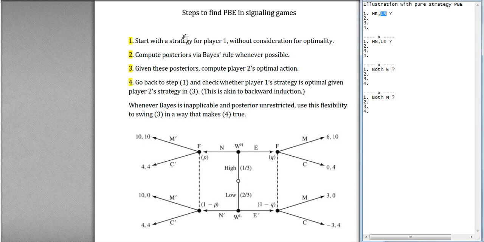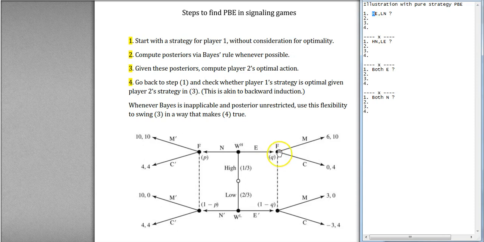Step number 2, compute the posteriors via Bayes' rule. All right, so in any separating strategy, as you know, Bayes' rule will imply that the player is going to know the truth about the types. So if somebody's educated, player 2, who's assumed to know the strategy of player 1, though not who player 1 is, is going to say, well, the only people who got educated are high ability types. So my posterior, my Q, is 1. For sure, this is a highly able person.